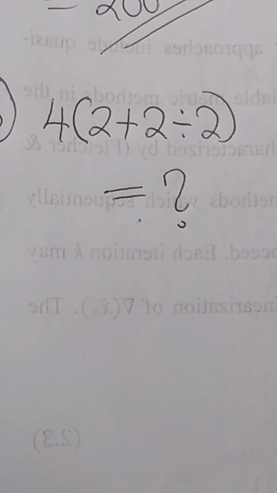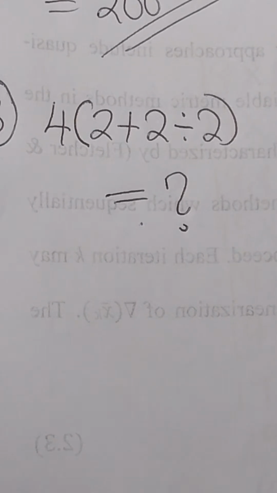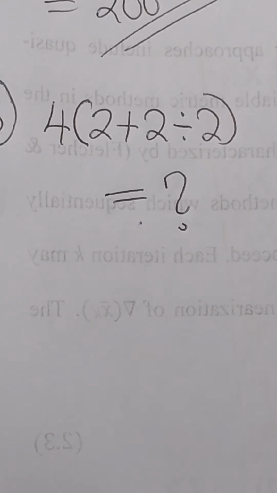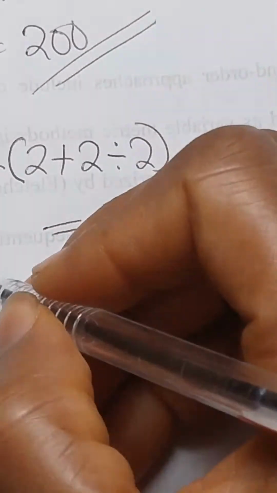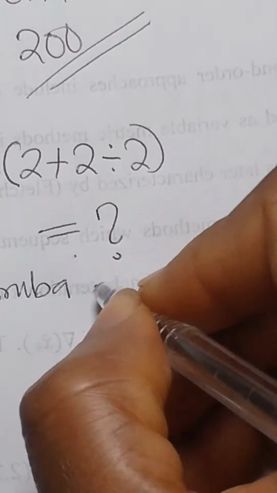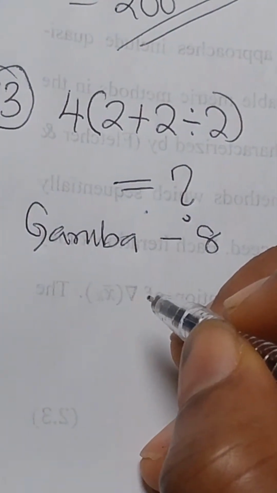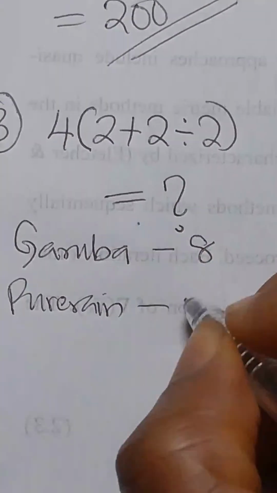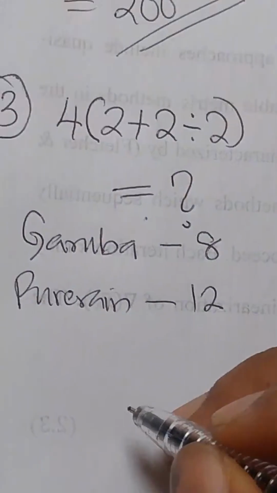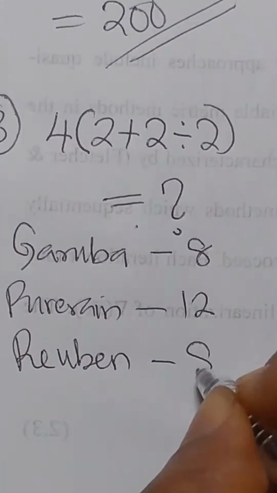Can you solve this? I'm waiting for your question, your solution. Okay. Garuba, let me write Garuba. Thank you, Garuba, for participating. Then Purin 12. Then Ruben 8. More answers.